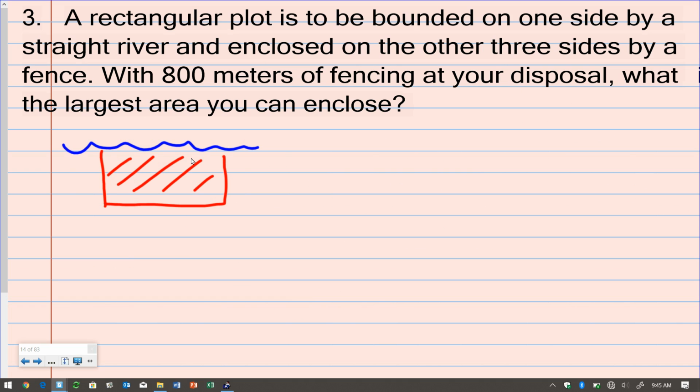All right, they're asking you to maximize what? Area. Everybody good with that? So I'm going to take the derivative of area, but first, what's the equation for area going to be?